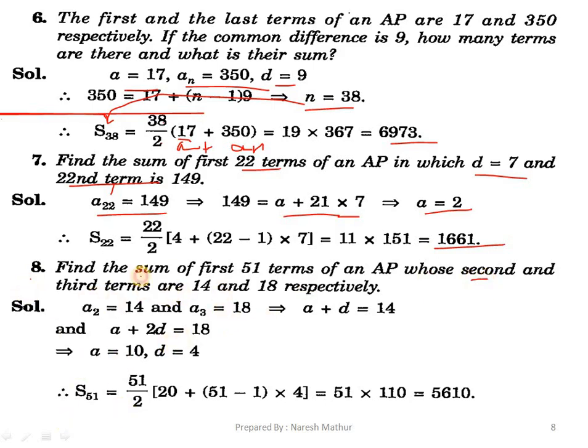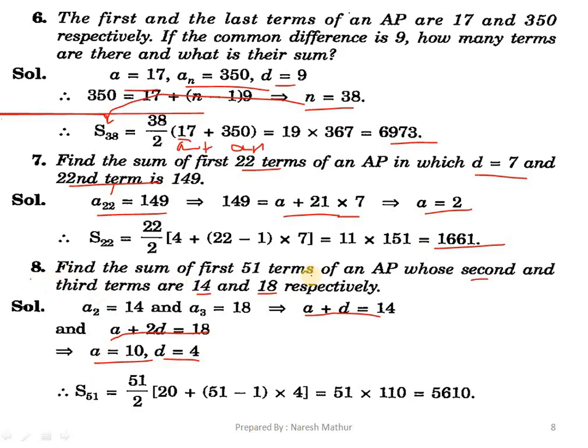See, we are given the second term as 14. The second term means a plus d equals 14, and the third term is 18, meaning a plus 2d equals 18. Now after solving, we can get the values of a and d by the elimination method. Or we can calculate it very quickly, because the difference between the second and third terms is a positive 4. So we can write it directly, d equals 4, and get the value of a also.